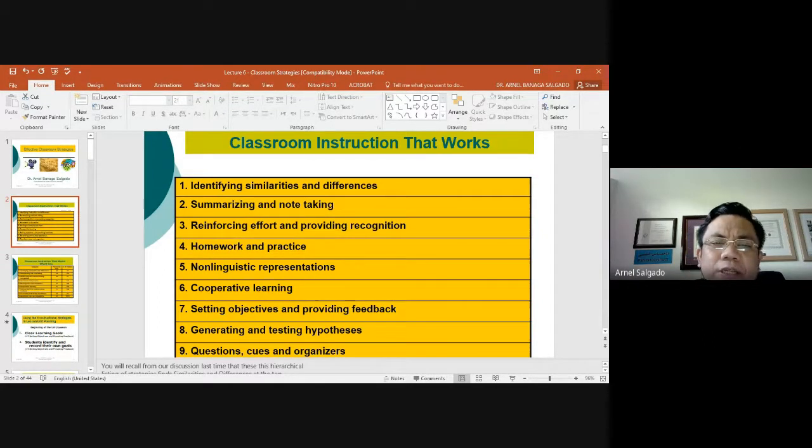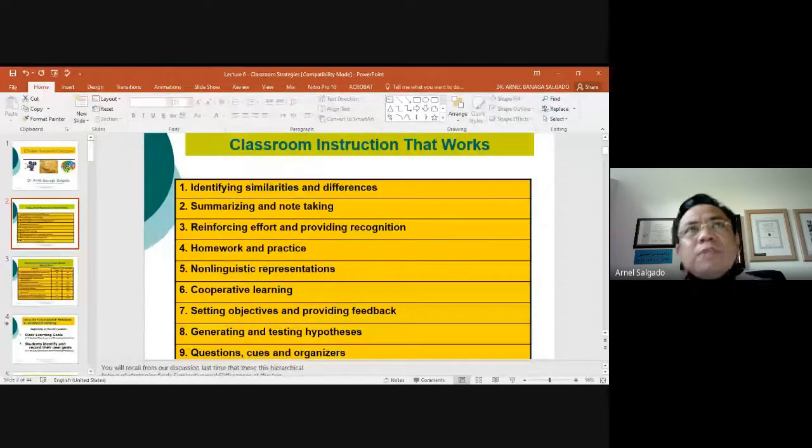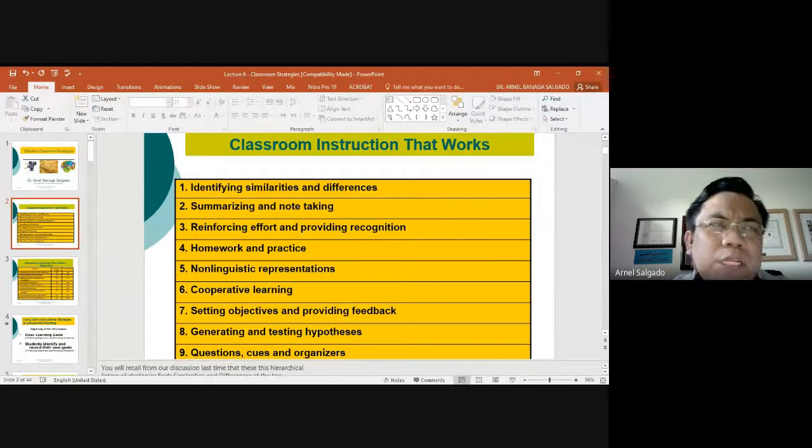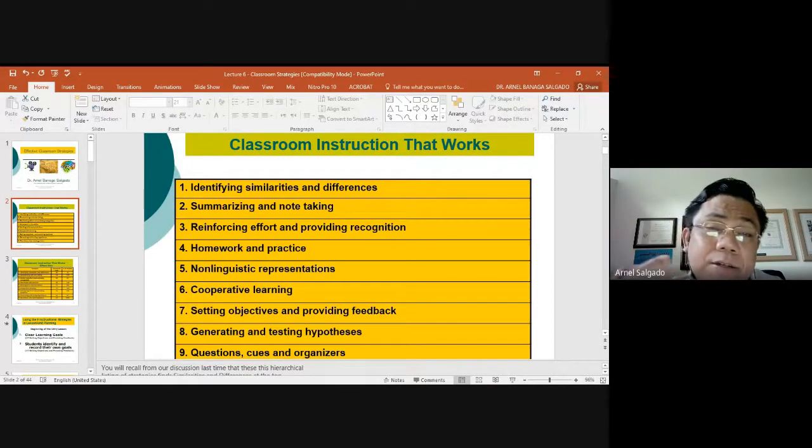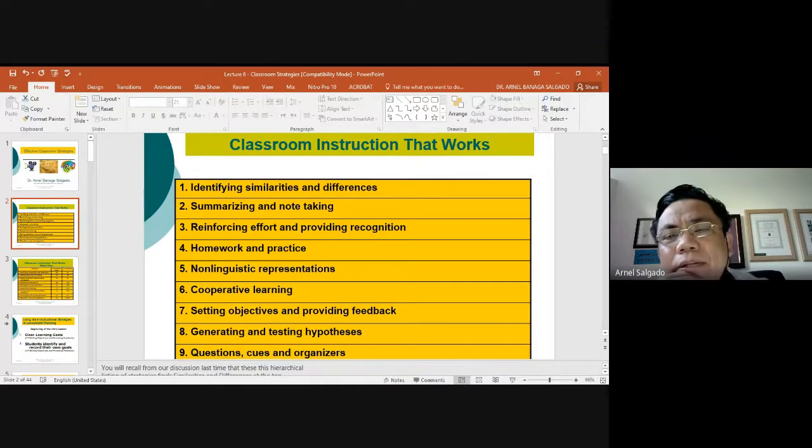And then, of course, questions must always be there, and cues, and of course, organizers. When you ask questions, the students tend to answer. Not one question, one answer. It is not like that. Not questions that can be answered by yes or no. Questions that will generate ideas inside the classroom.